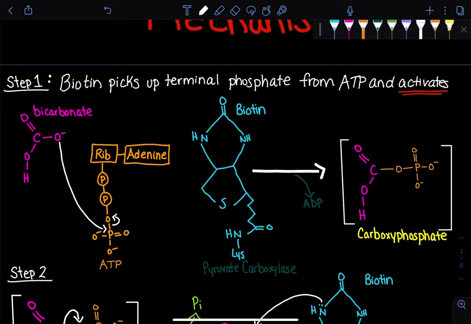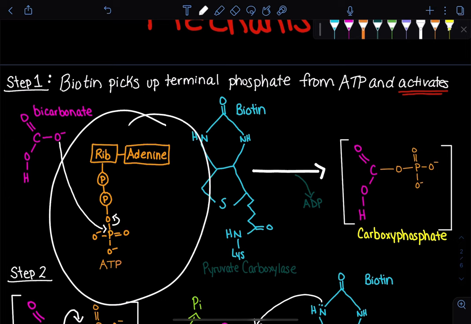Bicarbonate is going to have this oxygen with an extra lone pair, so it has a negative charge. That bicarbonate is going to act as a good nucleophile, and it's going to attack the phosphate right over here. So it's attacking the terminal phosphate on ATP. The structure in orange over here is the structure of ATP.